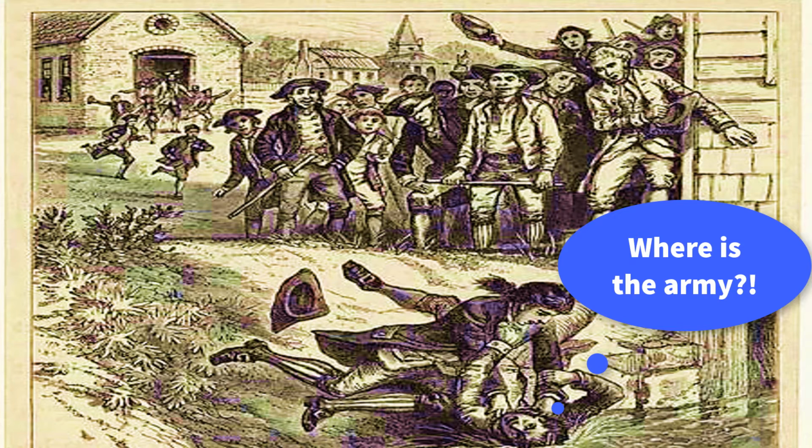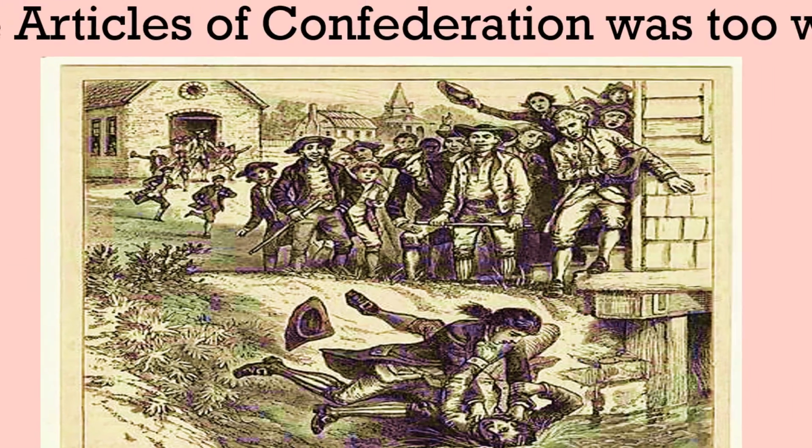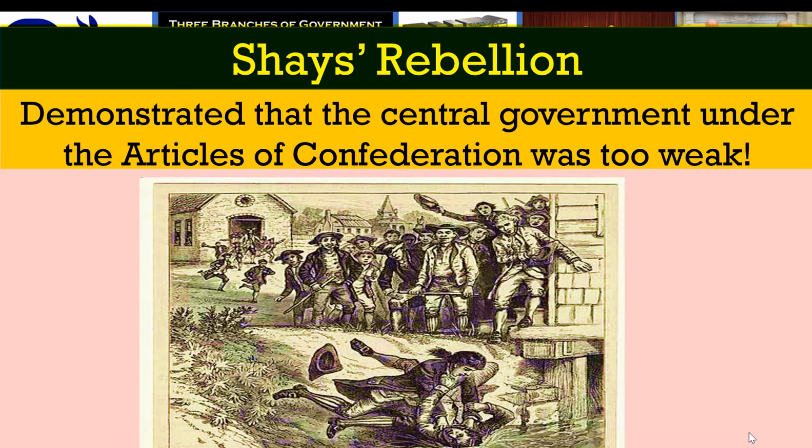The problem was that the national government didn't have any money to pay for a military since it didn't have the power to tax, and thus could not stop this uprising. And you can use this as evidence of that weakness of the Articles of Confederation and as an event that showed the need for a new constitution.